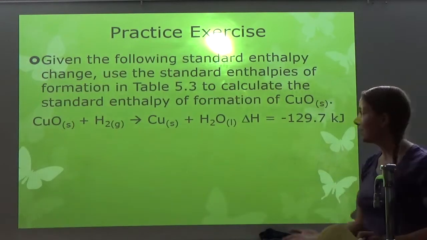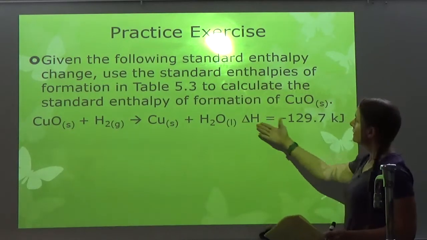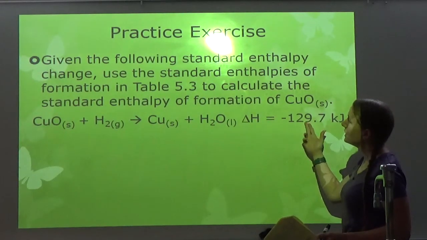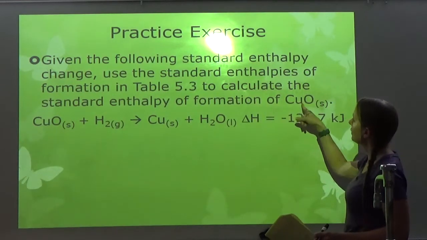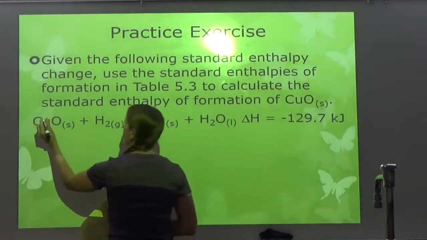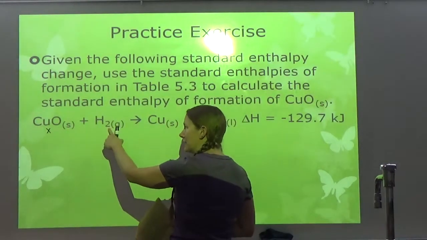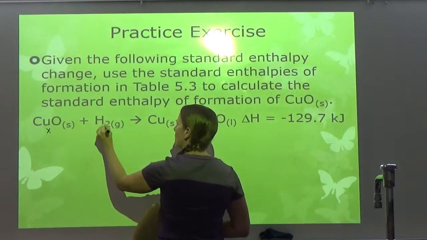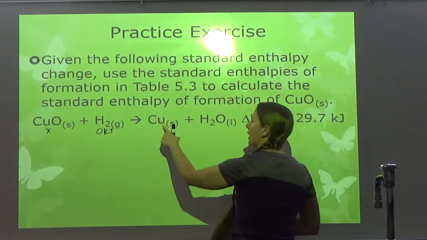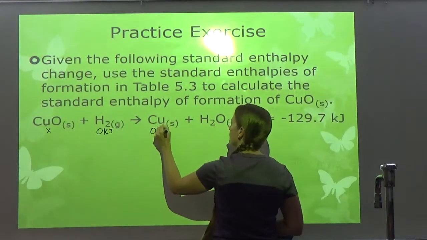Alright, so you try this one, pause it, and I'll assume you've done that. So it gives us this reaction, here's our delta H, and it's asking us for the standard enthalpy of formation of CuO. So let's plug in what we know. We don't know CuO, so I'm going to put an X there. Hydrogen gas is a natural element, so it's going to be 0. It's only 1 mole, so 0 kilojoules. Copper as a solid is a natural element. It's going to be 1 mole, so 0 kilojoules.